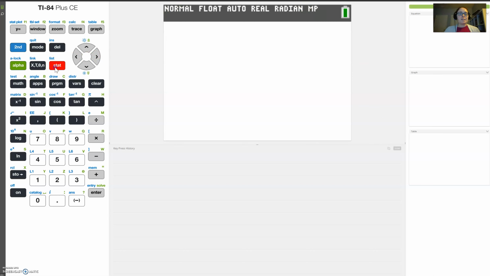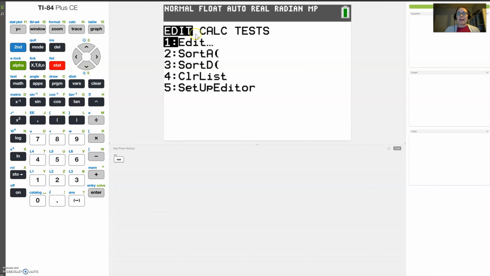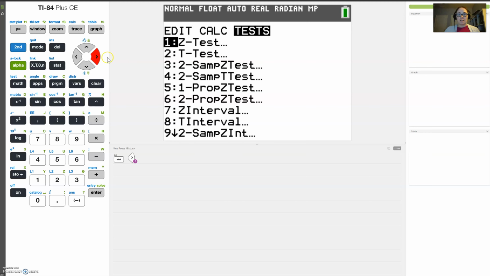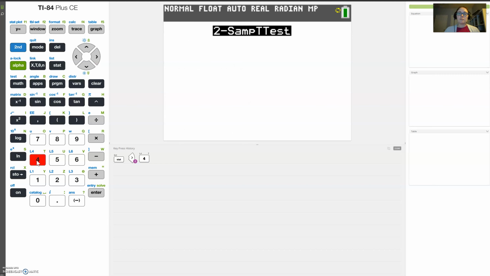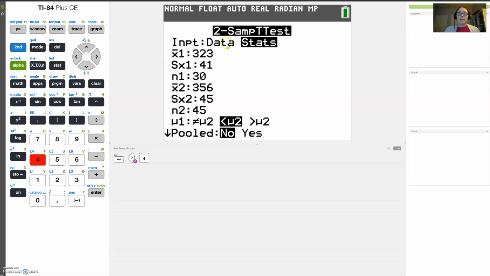If I click on stat, if I had a set of data, I could enter it under the list and then go to the tests. I wasn't given any, so I'm just going to go straight over to tests. I'm looking for the 2-sample t-test, number 4. And again, if I had entered data sets in my list, I would choose data, but all I have is the statistics about the data. So I'm going to stick with stats here.